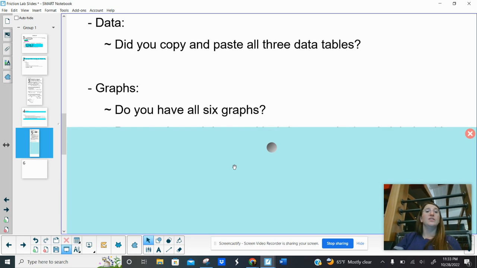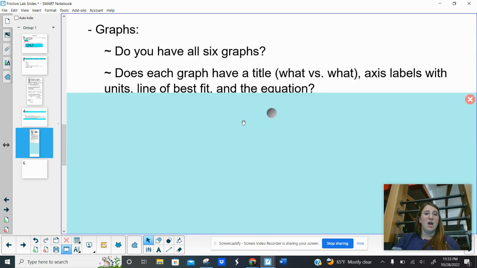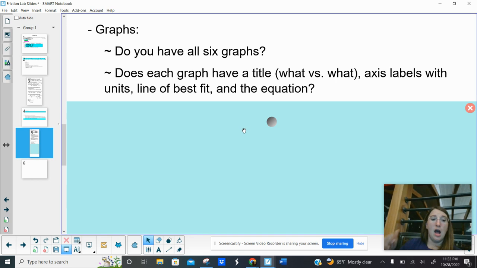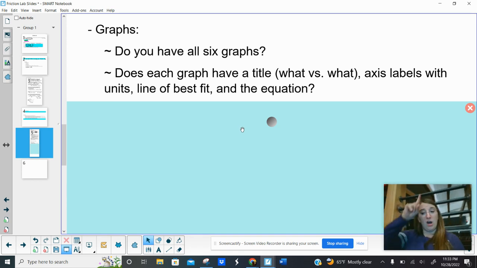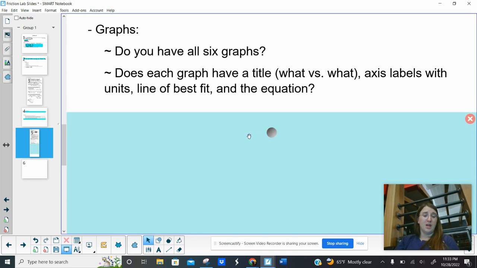So in your graphs, there were 6 graphs. 2 for wood on wood, 2 for wood on wax, 2 for wood on aluminum. Make sure you have all 6. Each graph needs to have a title, which again is what versus what, your dependent versus your independent. Axis labels with units on the axes, line of best fit, and the equation.